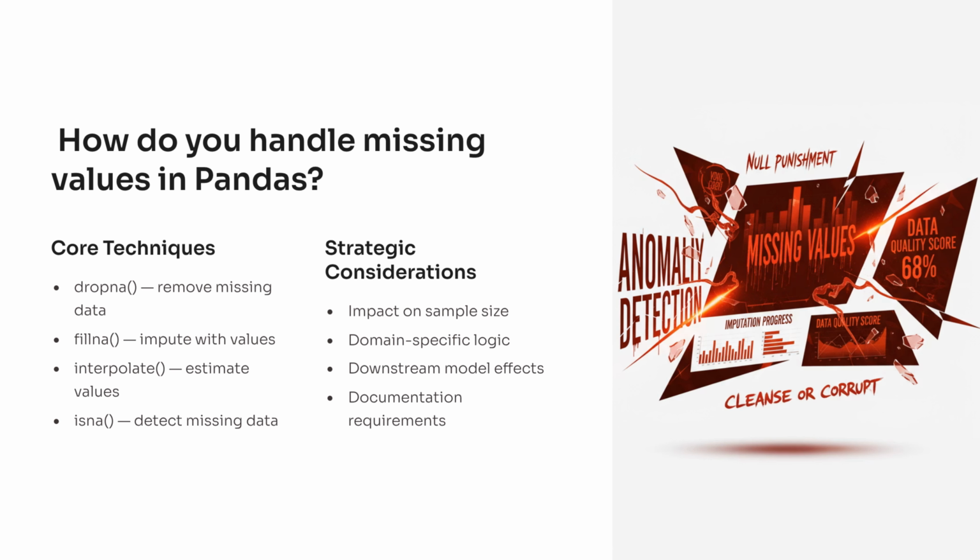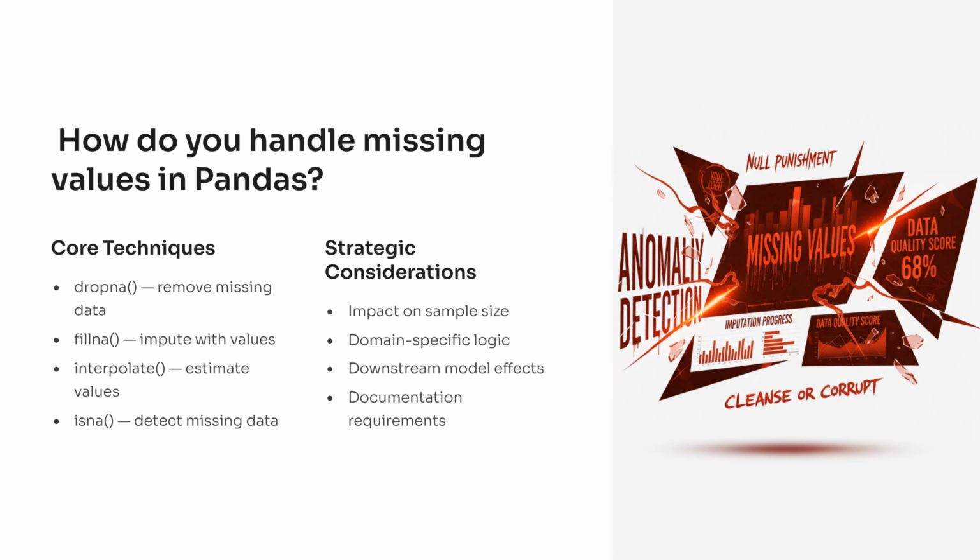Here's one of the most common and deceptively tricky data science interview questions. How do you handle missing values in pandas? Now, at first glance, it sounds simple. You might say, I'll just drop the missing rows, or fill them in. But interviewers want to see whether you can reason through why you're making that choice, and how your decision affects model accuracy, bias, and reproducibility.